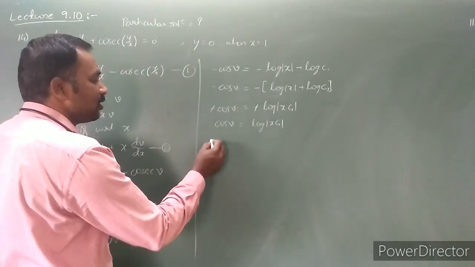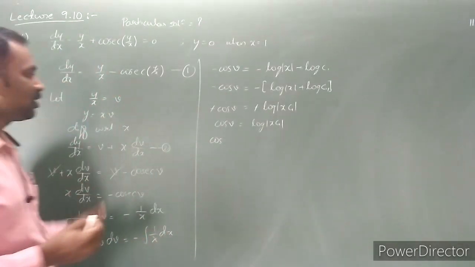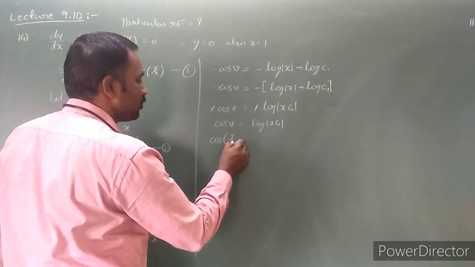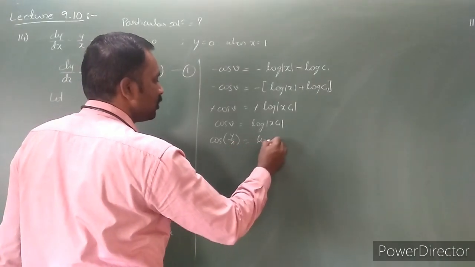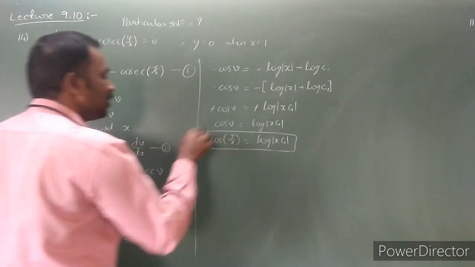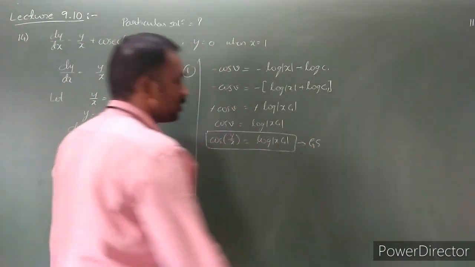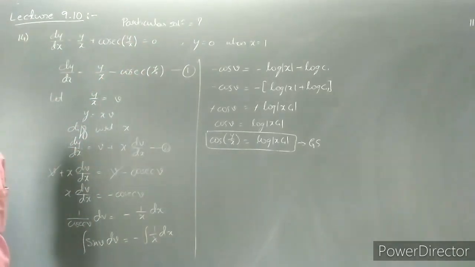Or else keep it as it is. Cos of v, what is v? v is y by x. Cos of y by x is equal to log of mod of x into c1. So this is the required general solution. This is the general solution. But we need a particular solution.